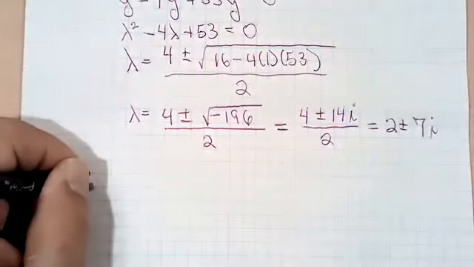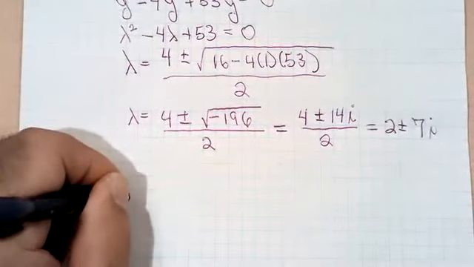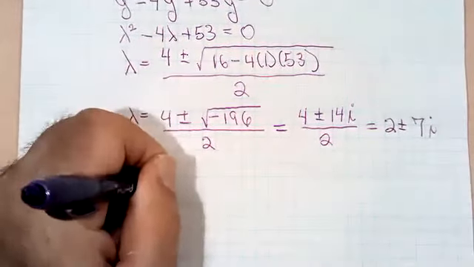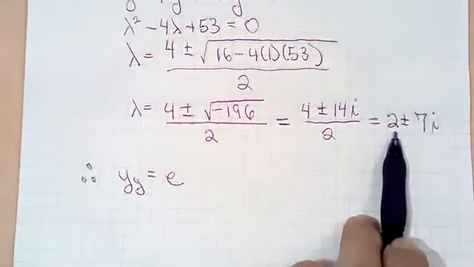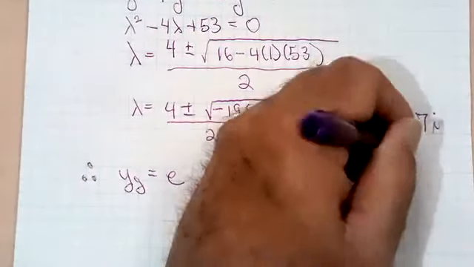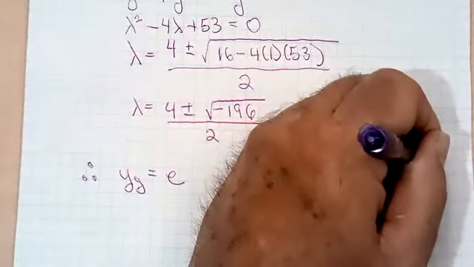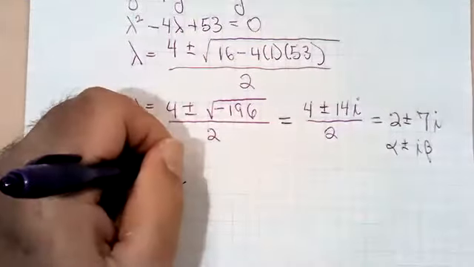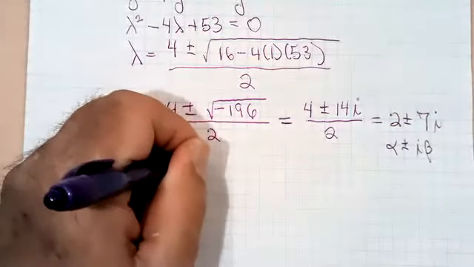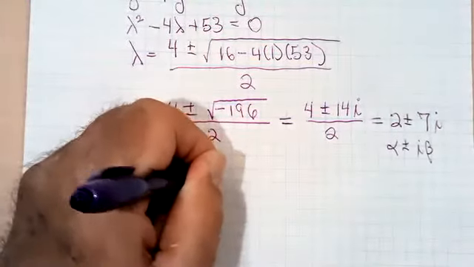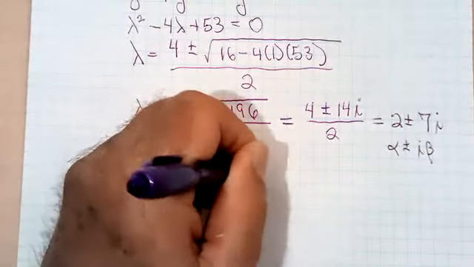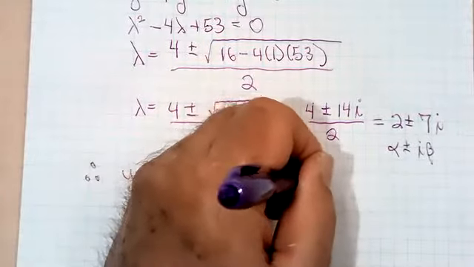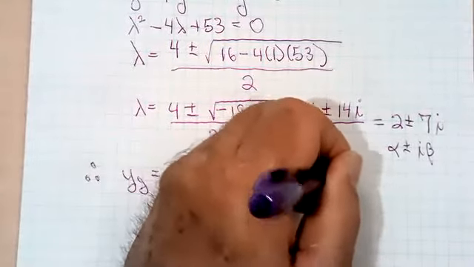Therefore, the general solution to the homogeneous equation is this. You pick off e, this is the alpha part right here. So alpha is 2 and beta is 7. e to the 2x times some constant cosine 7x plus any other constant sine of 7x.